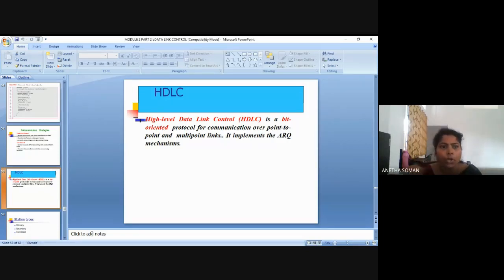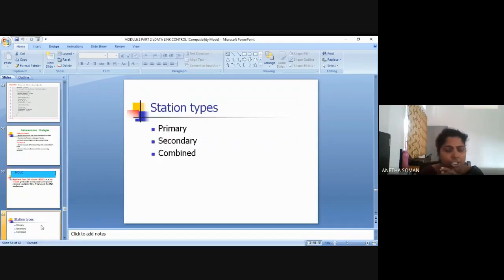Now, in this protocol, you can have different station types. That means whichever systems are using this HDLC protocol, they can be characterized by three things: by their station types, by their configuration, and by their response modes. So three ways you can characterize a system using an HDLC protocol. Now, what are the different station types in HDLC protocol?